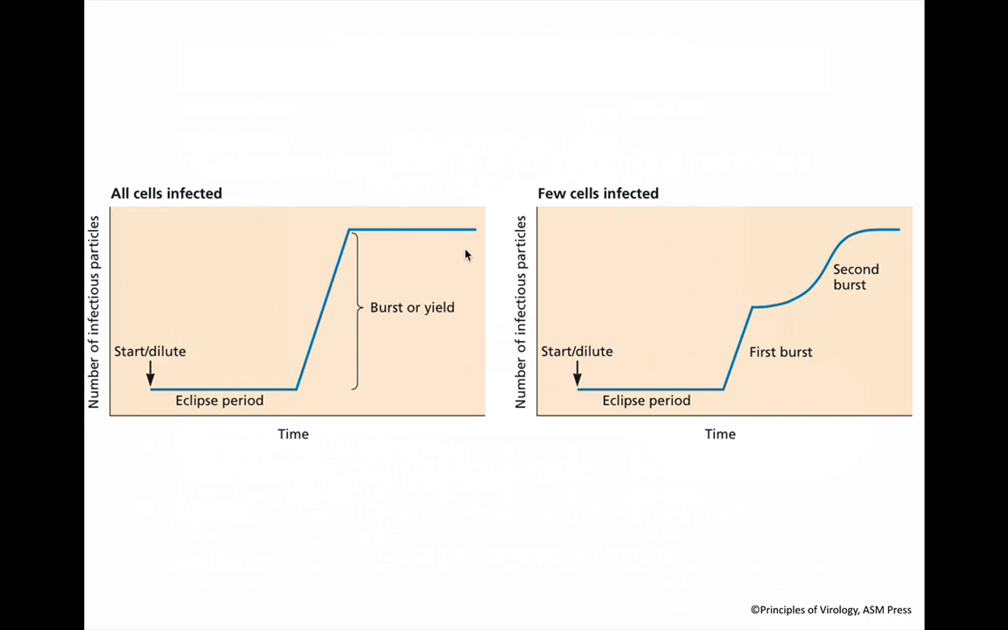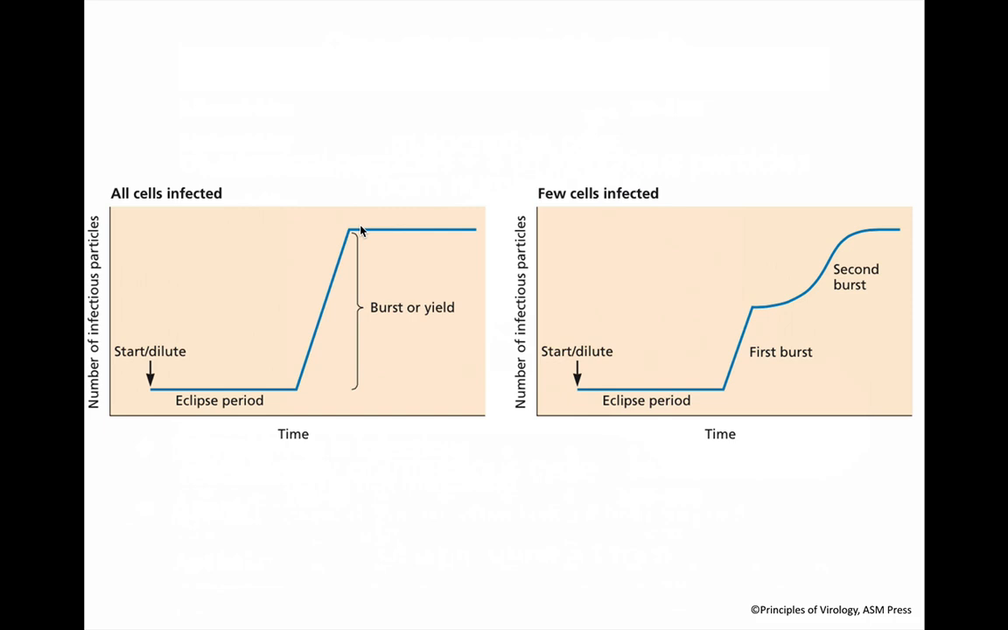That's a single-step growth cycle. I think you can see why it's called single-step, right? Because there's one burst of virus yield and that's it. The reason it is single-step is because we've infected every cell in the culture.